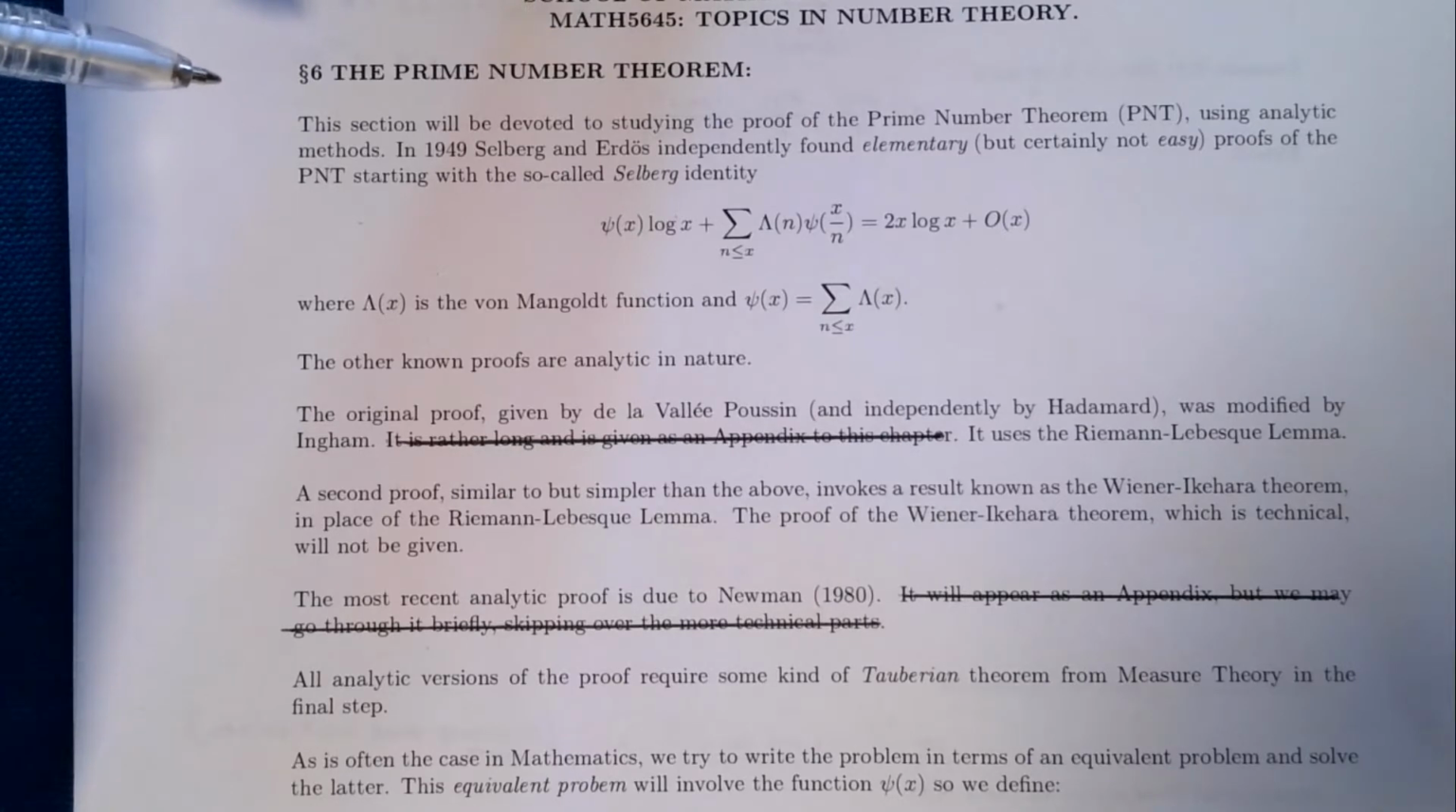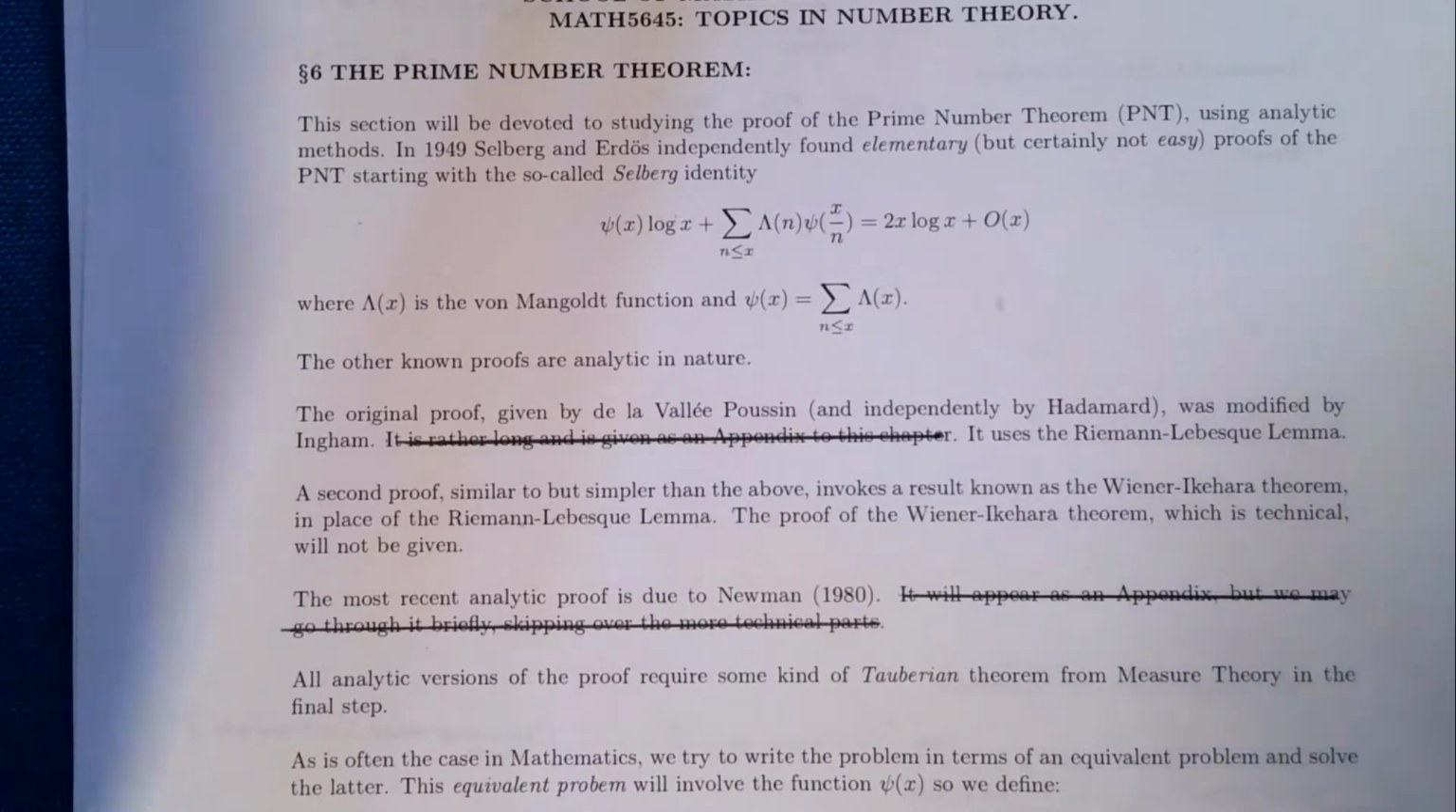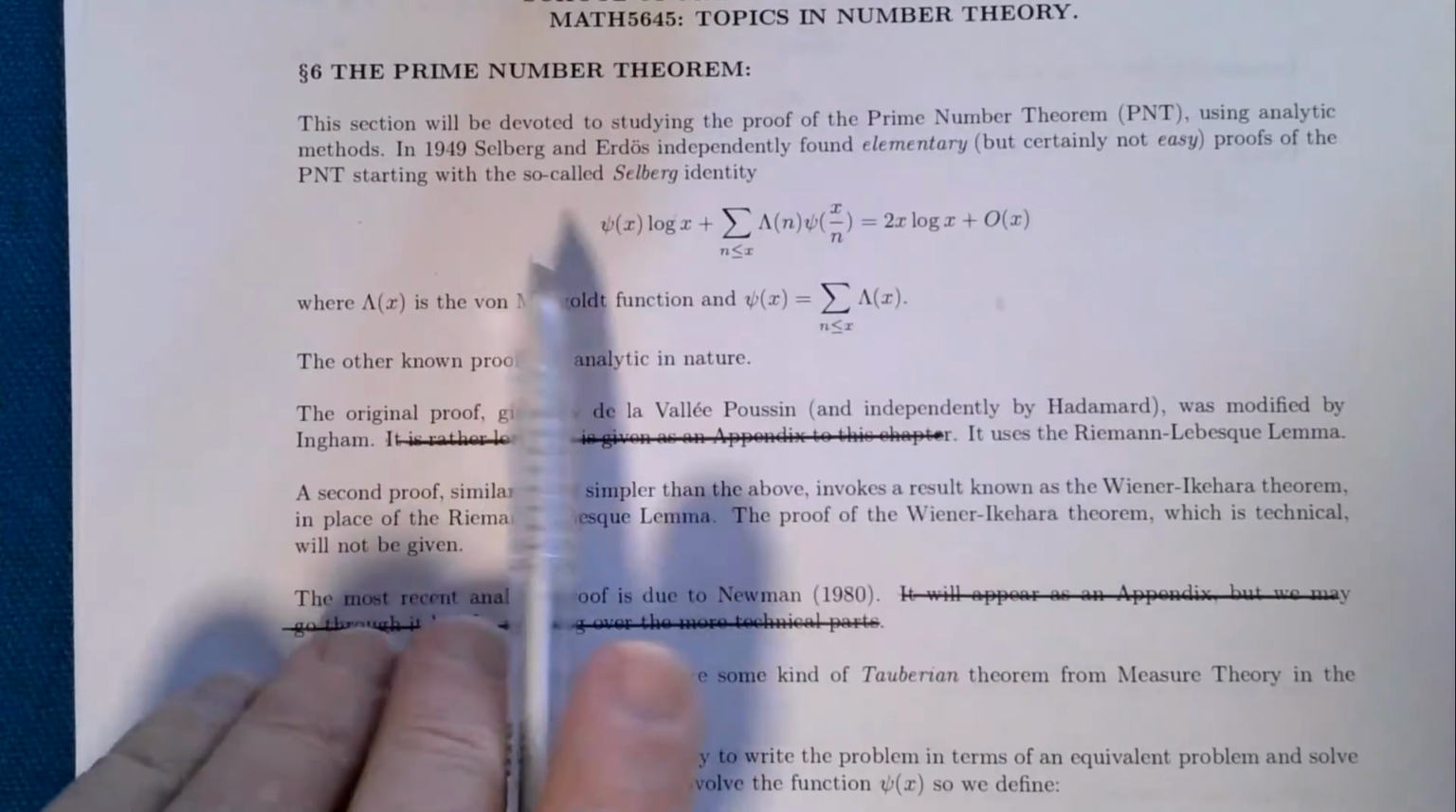There are quite a number of proofs of this, and I'll mention one of the more recent ones, the one by Newman. We're going to have a look at a sort of modified version of the one by Ingham here. So this section will be devoted to studying the proof of the prime number theorem using analytic methods.